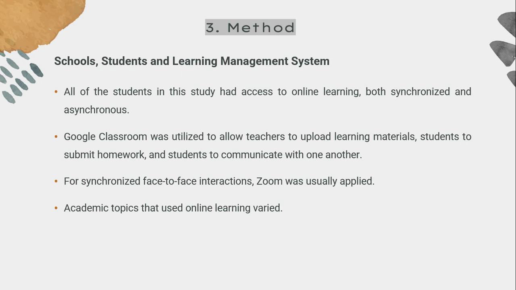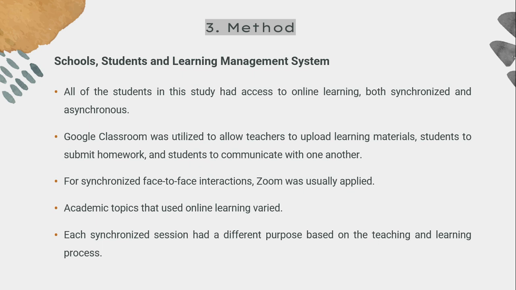Academic topics that use online learning varied, but the most popular courses were Chinese, English, and mathematics, which students had lessons every day, and integrated science, which students had once a week. Each synchronized session had a different purpose based on the teaching and learning process. For example, before the teacher completed synchronized online speaking activities with the class in English, students would be made to read some pre-session readings.